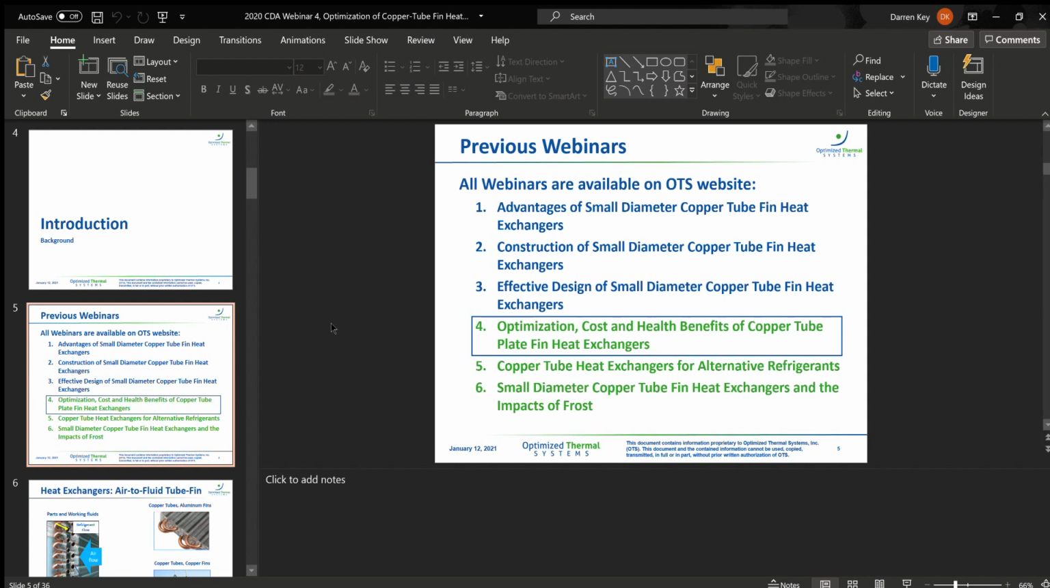And then later on this year, we'll be releasing 2 more webinars where we take a look at designing heat exchangers specifically for alternative refrigerants. There's a lot of new refrigerants coming online, low GWP refrigerants, things like that. So things to consider when designing for that. And then also the impacts of frost development on heat exchangers, specifically with respect to small diameter heat exchangers.